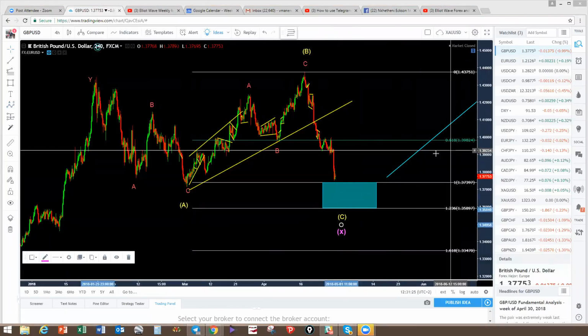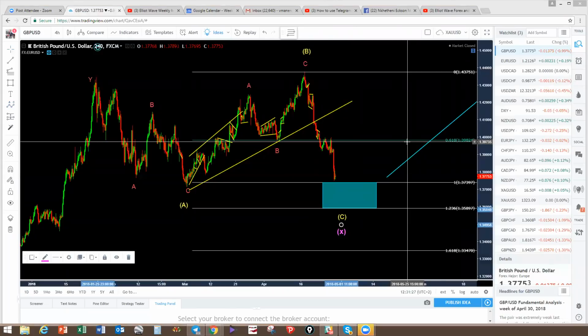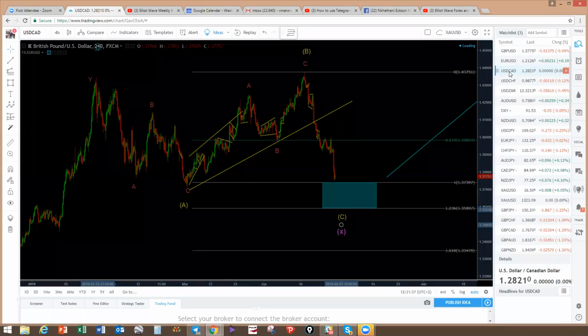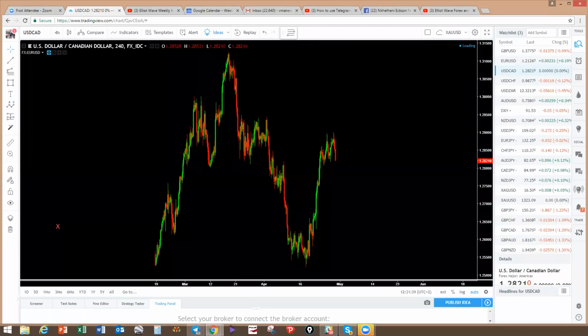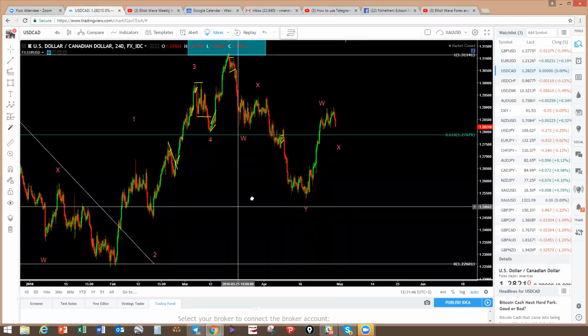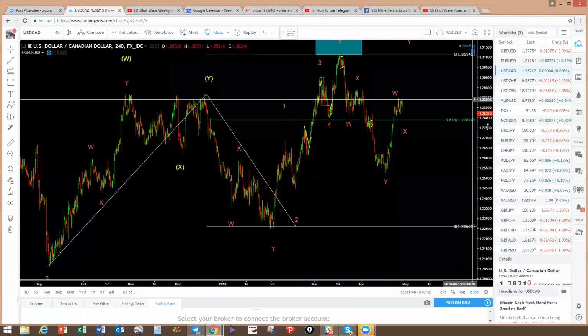Very nice. Perfect analysis. Easy money. Sometimes. Sometimes it's easy money. Obviously, it's not always easy. Right, so let's look at US dollar CAD. US dollar CAD, another one of my favorite pairs.